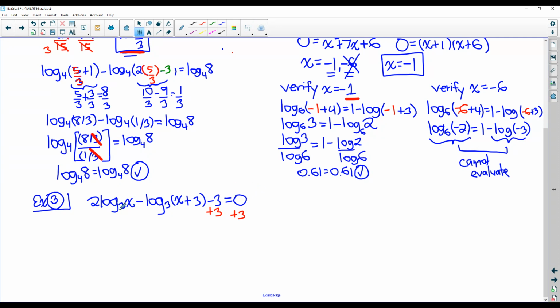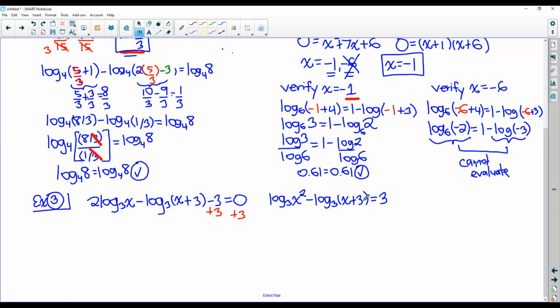Now, once I move the 3 to the other side, I want to combine these two logs. I can't do that if that coefficient 2 is in front. So I'll use the power rule to move that 2 to the exponent of the argument. Then it would look like log base 3 of x squared minus log base 3 of x plus 3, and that would be equal to 3.